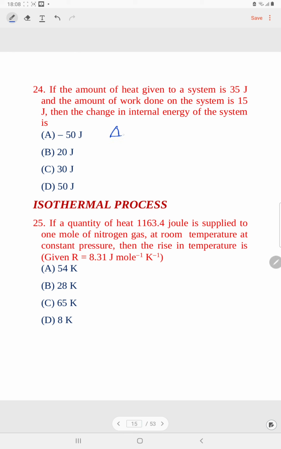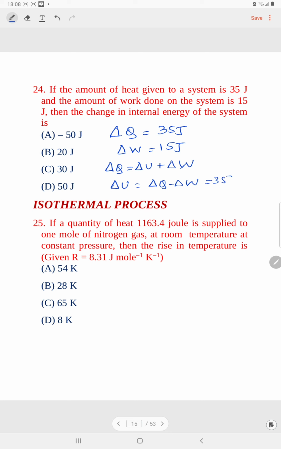Students, here delta Q is given as 35 joule and the work done is also given as 15 joule. Then according to the first law of thermodynamics, we have delta Q is equal to delta U plus delta W. Then delta U is equal to delta Q minus delta W, which is 35 minus 15, so that the change in internal energy is 20 joule. That's option B. Next, 25.